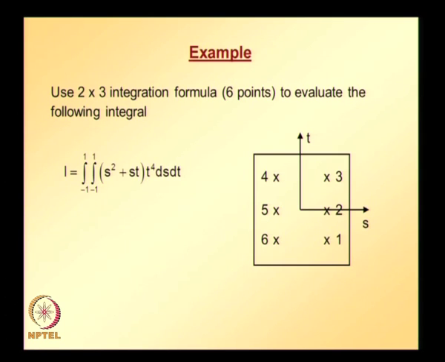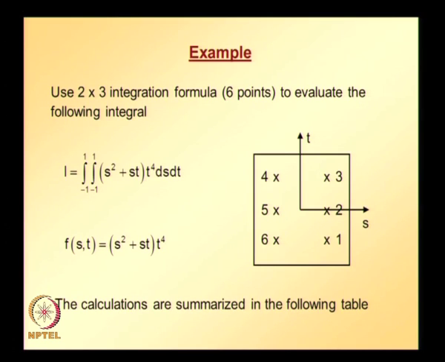The locations of these 6 integration points along the s and t directions are as shown in the figure, and this is the integrand, and the calculations are summarized. So we need to evaluate this function at each of these points and multiply with the corresponding weights. The corresponding weight is the weight along the s direction times the weight along the t direction.